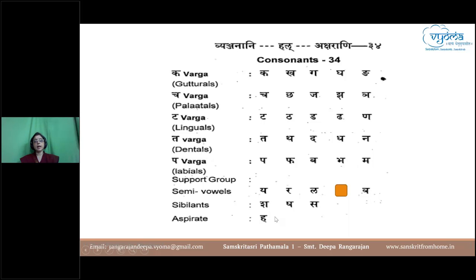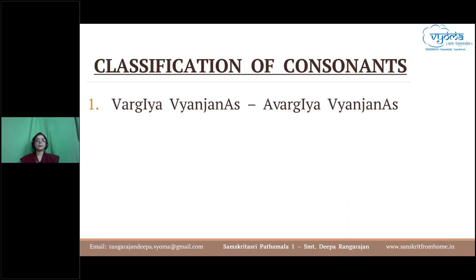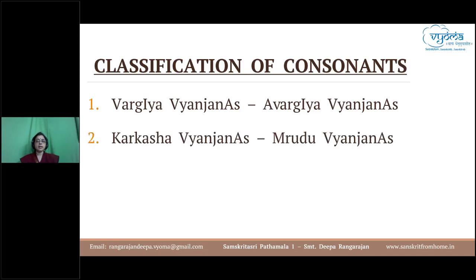All these are Mahapranas, which means you have to pronounce them exhaling more air from the mouth. The others are Alpaprana, which means less air. So these are the classifications of consonants that we saw. Vargiya and Avargiya Vyanjanas, Karkasha and Mridu Vyanjanas, Alpaprana and Mahaprana Vyanjanas.